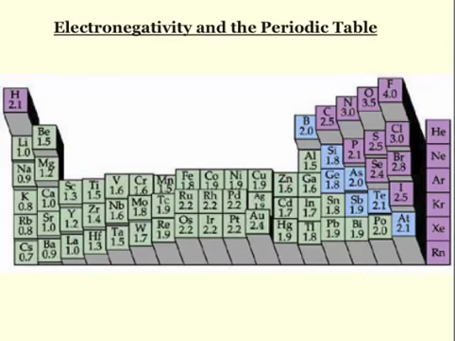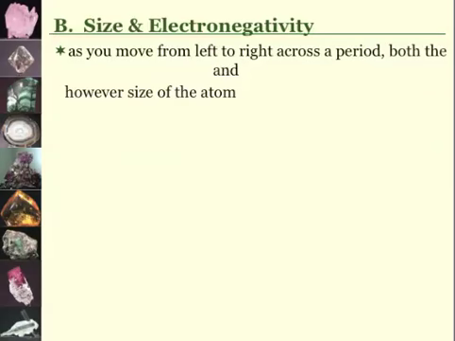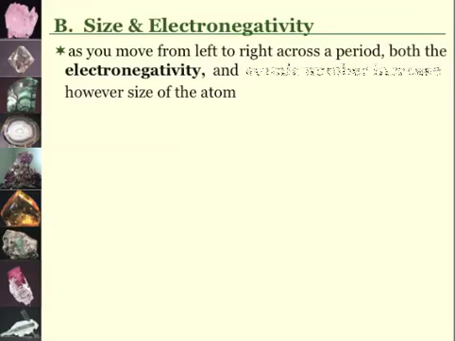So here's electronegativity on the periodic table. This is a three-dimensional depiction of it. And as you can see here, it decreases down the grouping and it increases across the period, and that's very easily seen in that 3D depiction. So as you move from left to right across a period, both the electronegativity and the atomic number increase. However, the size of an atom decreases.